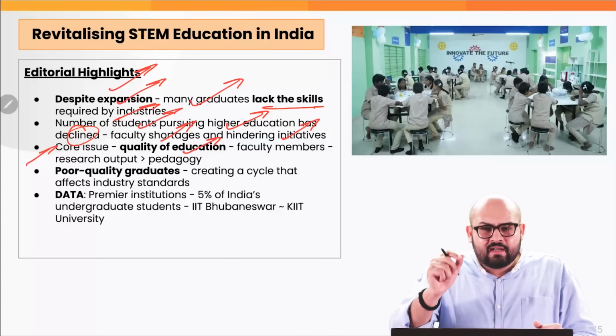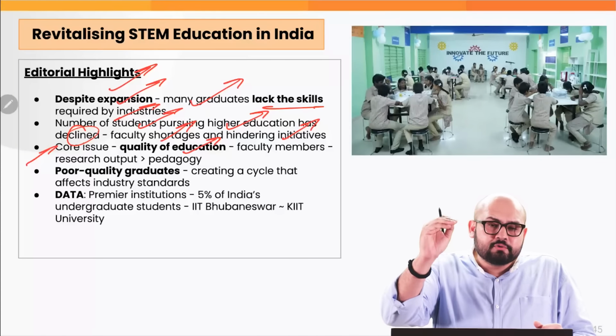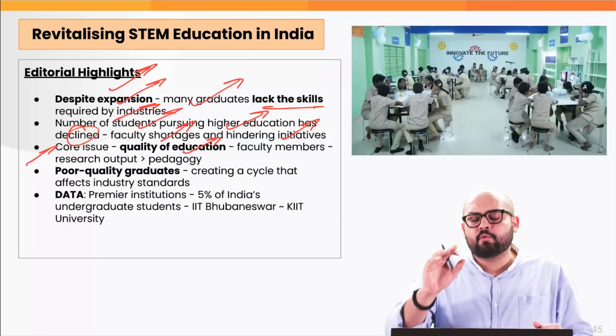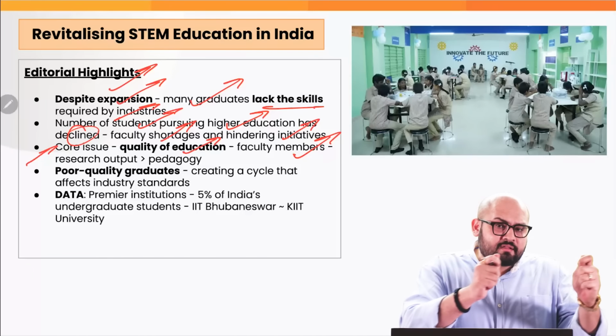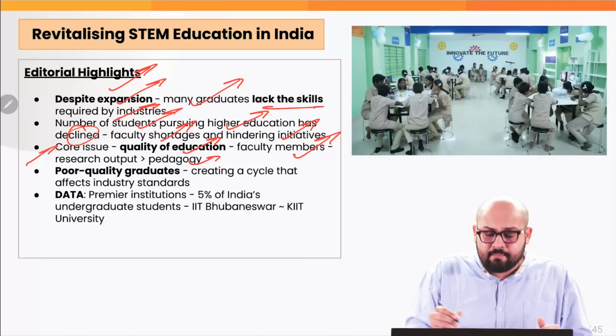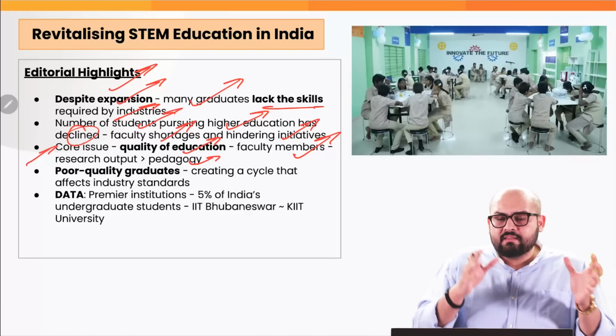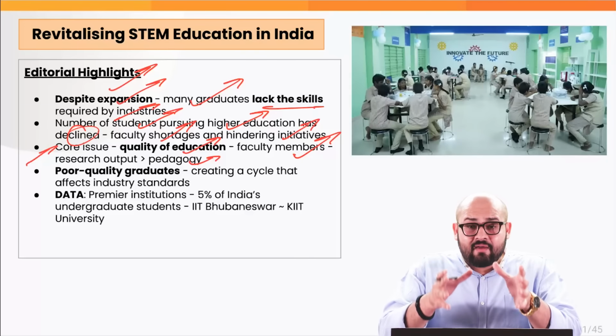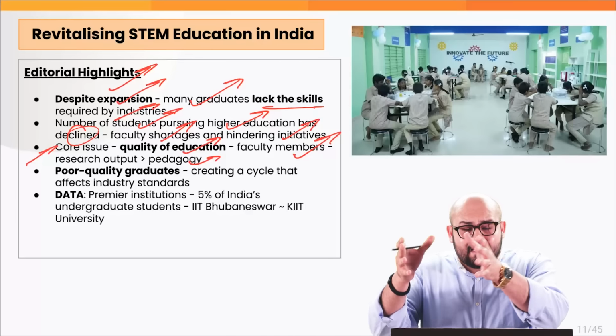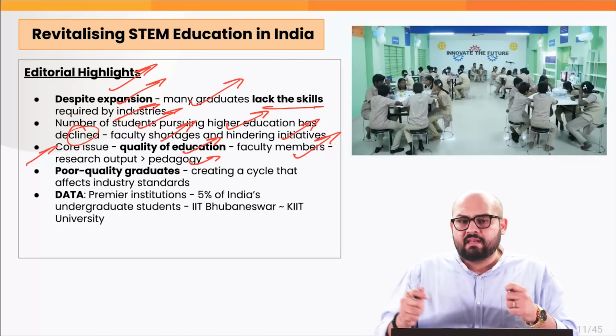Then the core issue highlighted in the article is the quality of education. Again, the quality of education is not up to the standards. The reason provided is that faculty members are focusing more on research output and not on pedagogy. What the authors are saying is that you need to have more emphasis on the teaching aspects.